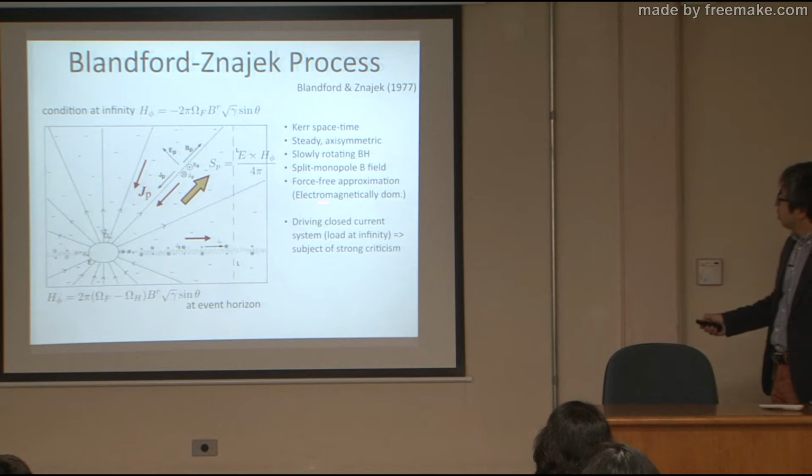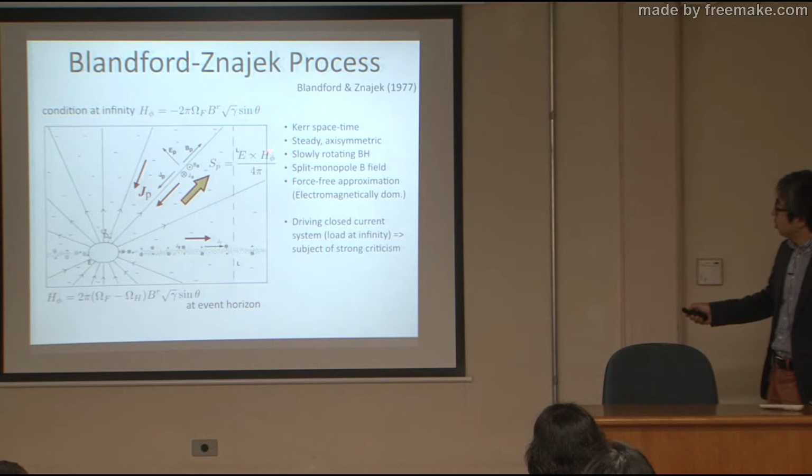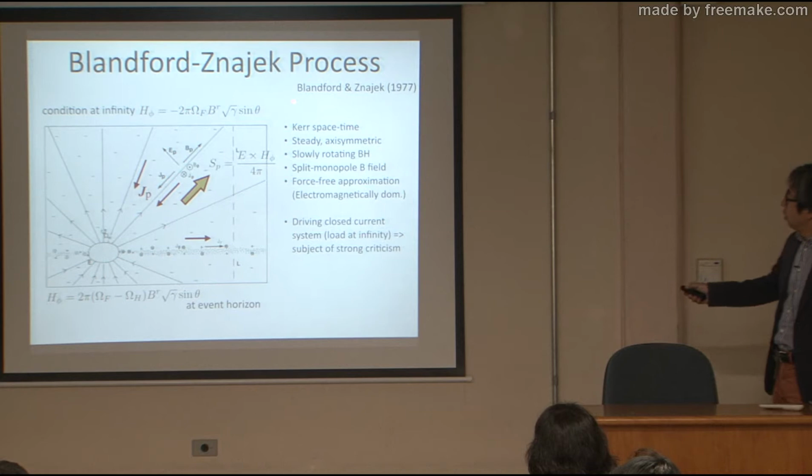In this case, current flows into the black hole, and then around the accretion disk in the equatorial plane, current also goes up. Then the E cross B power, the Poynting flux, goes upward there. This drives a closed current system, but the model only draws lines to here and doesn't consider how the circuit closes. So we need some loading at infinity to close the disk current. This is a subject of strong criticism. Of course, how to load at infinity, we don't know yet. But if this makes a closed current, and somewhere there is loading, then this makes some energy extraction.